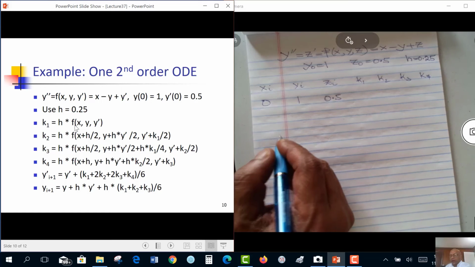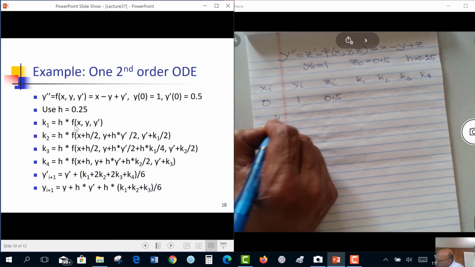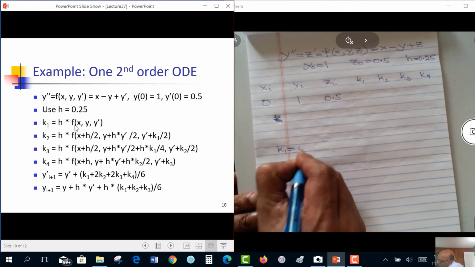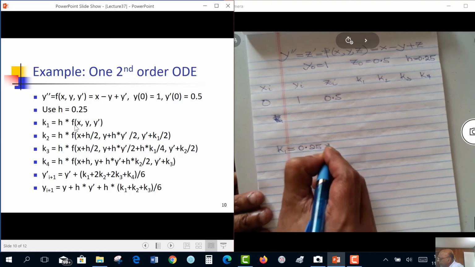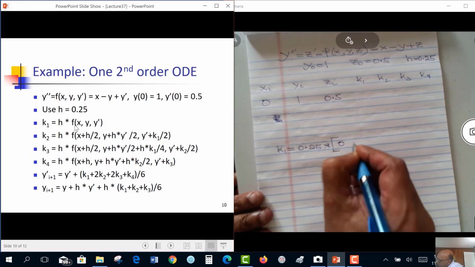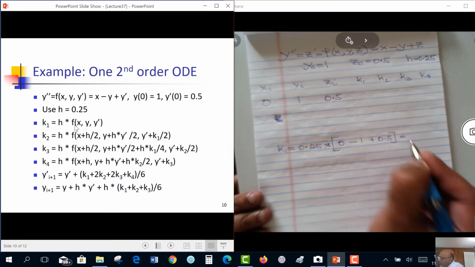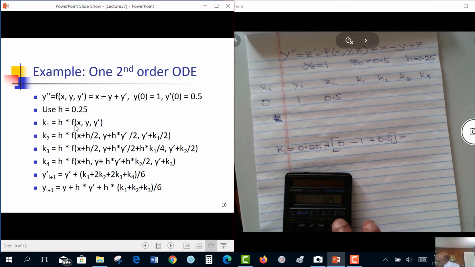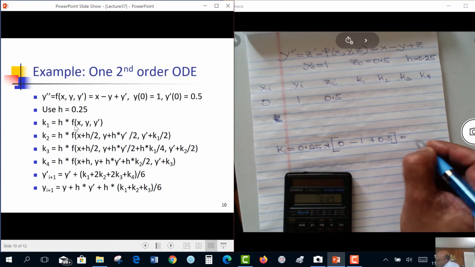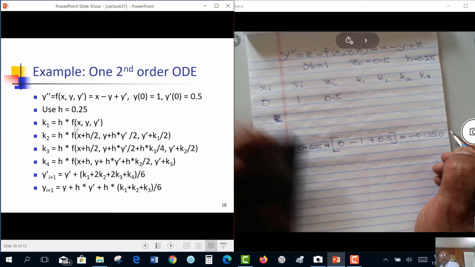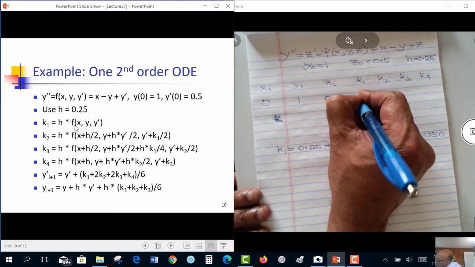So we have the formulas here on slide number 10. I'm going to write them longhand. So our k1 would be h times the function. And what is our function? X minus y plus z. So this would be 0.25 times 1 negative plus 0.5. So we'll get minus 0.125. We'll keep 4 digits. Minus 0.125.